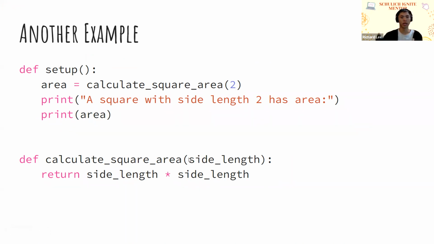Calculate square area, and you pass in a parameter called side length. Side length is set to the value of 2. Return, and then you could just put any code you want here. So you could put a variable, you could put a complicated thing, 2 times 2. Set that to the value of 4. And with that, we are good to go.